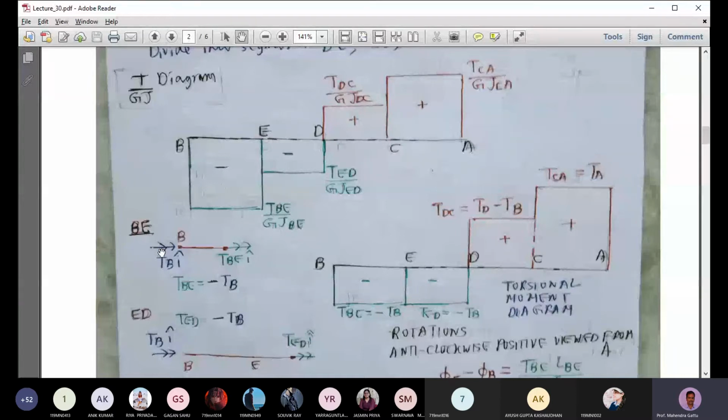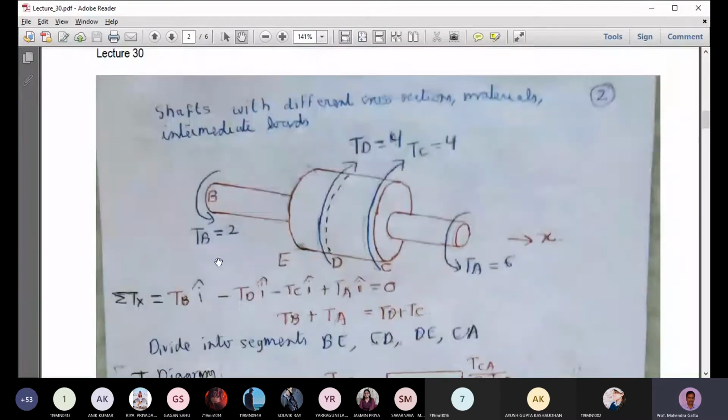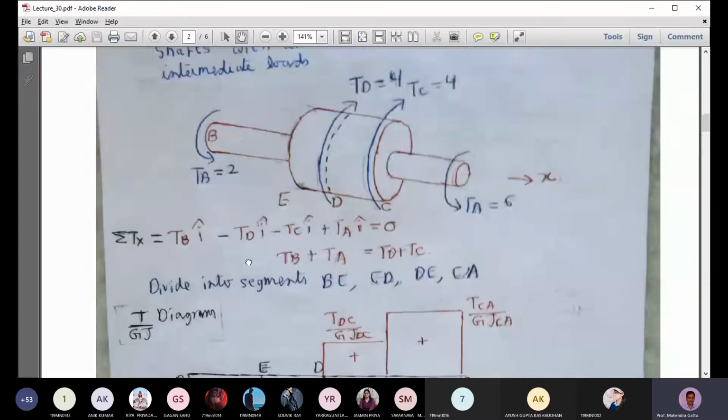We have that rightward torsional moment indicated by TB i cap, and at the intermediate section we don't know the twisting moment which is resisting it, so we'll just denote it by rightward arrows and call it TBE i cap. This system is in equilibrium, so we get TBE is equal to minus TB. What it means is that if the twisting moment is like this, to balance it we need a twisting moment in the other direction. So that is a twisting moment of minus 2 i cap.